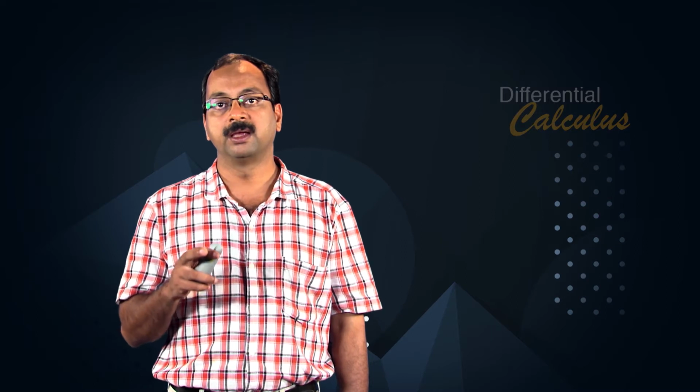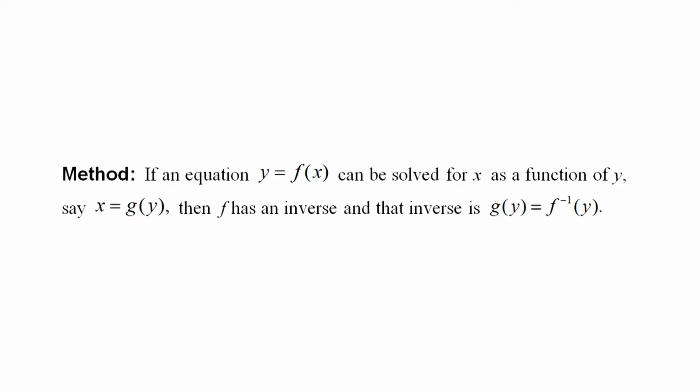We now give a method for finding inverse functions. Method: if an equation y equals f of x can be solved for x as a function of y, say x equals g of y, then f has an inverse and that inverse is g of y equals f inverse of y. We prove this as follows.